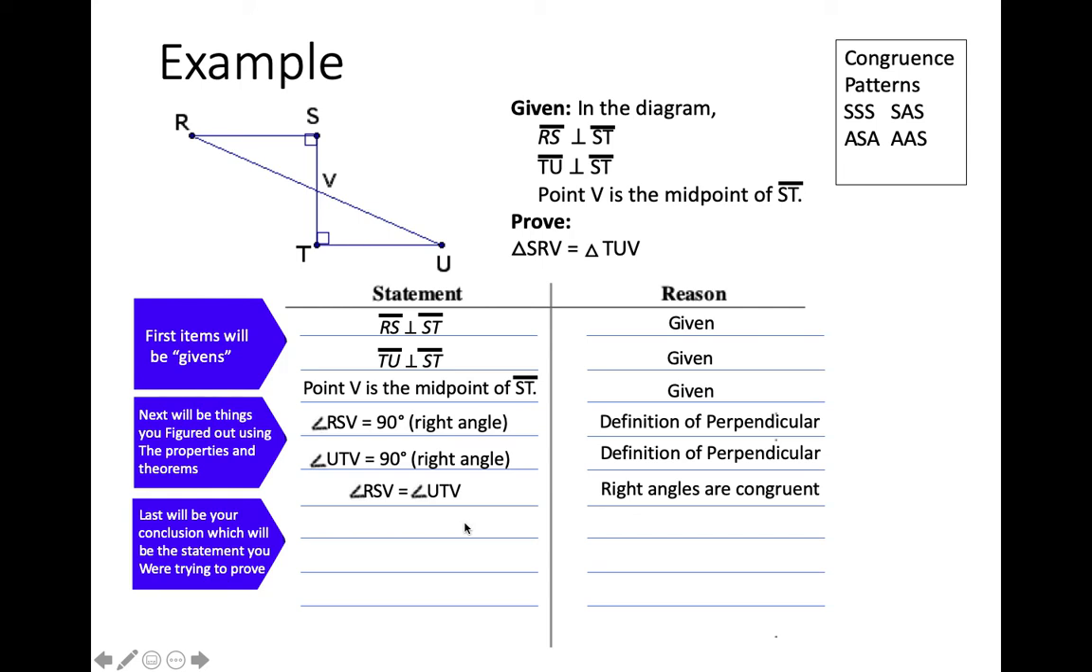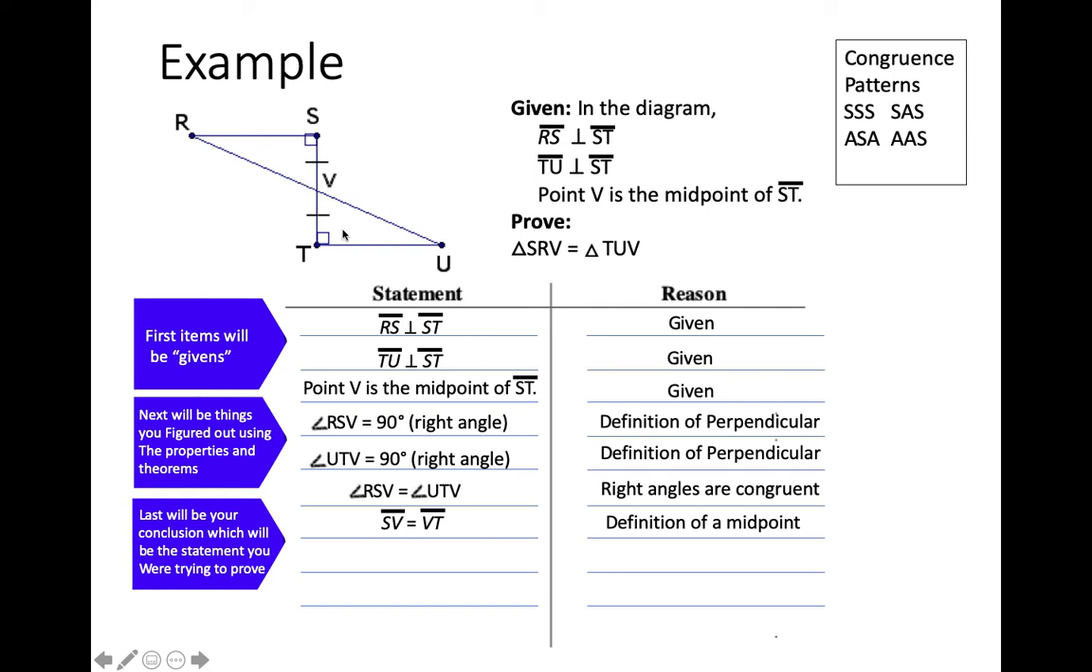Now let's see what we can do next. What other information do we have that might be helpful? If we know that point V is the midpoint of ST, then we should know immediately that SV and VT are the same length. If that's the midpoint, it's cutting that segment in half. So let's go ahead and say that SV is congruent to VT because of the definition of a midpoint. And let's put a line there to show that we now have a side. So right now we're at angle, side. Things are looking pretty good so far for this pattern. Let's see if we can prove the last angle to make that happen.